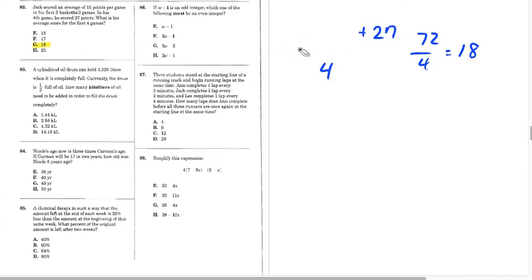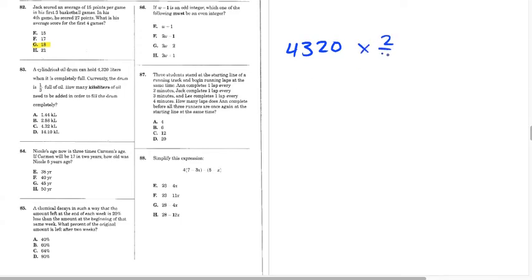Number 83, we have a cylinder that holds 4320. It's currently 1/3 full. How much needs to be added in order to fill the drum completely? Alright, so we need 2/3 more. So 4320 times 2/3 is going to equal 2,880. However, they want it in kiloliters, which would be 2.88, which is answer B.